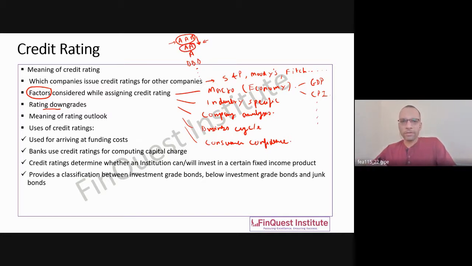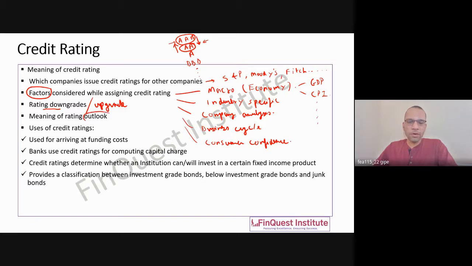Similar to downgrade, there can be an upgrade as well. A credit rating drop is possible, but along with that, if a certain company's condition improves, then it can go for an upgrade as well. So someone who was rated AA could go into the AAA category. That's what we call an upgrade or downgrade. So upgrade and downgrade. Also, the idea of a rating outlook.